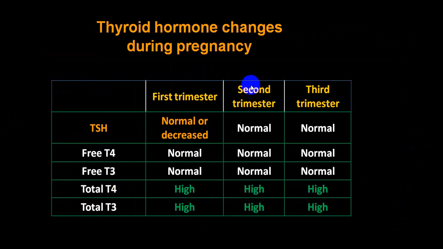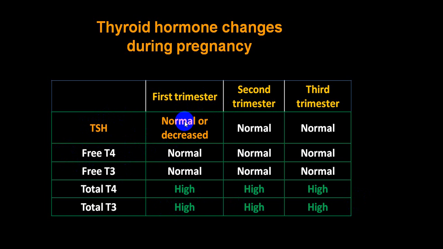A very simple thing: in the first trimester, T3 and T4 are normal, in the second trimester they are normal, and in the third trimester also they are normal, but if you look at the total T4, it will be high. During the first, second and third trimesters, total T3 is also high. So the best way, if you want to estimate, is to always estimate free T3 or T4 level during pregnancy.